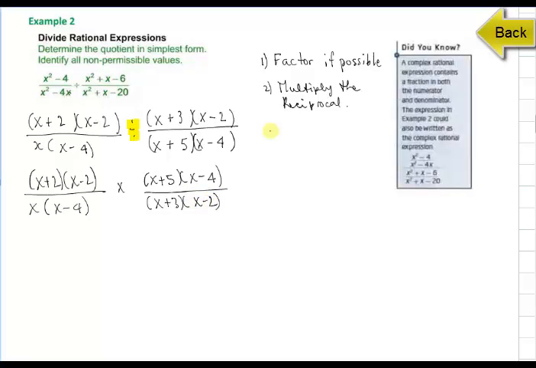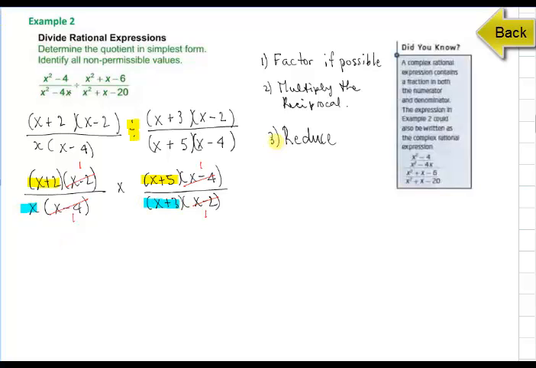And if you have guessed that our next step is to reduce, you are correct. So let's see what we can reduce. We have an x minus 4 and x minus 4. We have an x minus 2 and an x minus 2. And it looks like we have nothing else that we can reduce. So in the numerator we are left with x plus 2 and x plus 5, and in the denominator x and x plus 3.